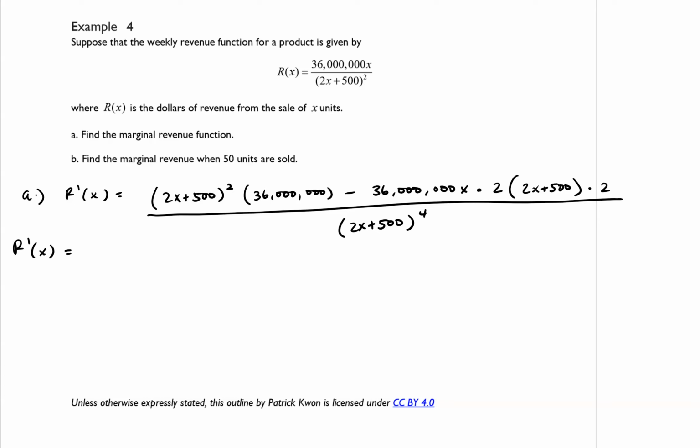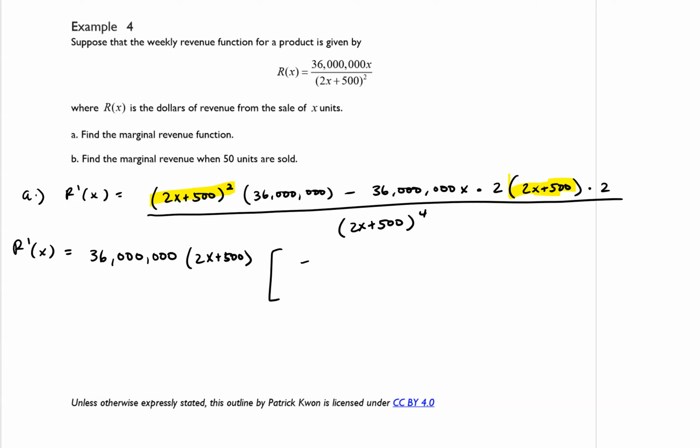So we're going to get r prime of x equals, let's factor out 36 million. And let's also factor out a 2x plus 500, since there's 2 here and there's 1 there. And then what we'll have left is 2x plus 500 minus, let's see, that's going to look like 4x, I think. So if we simplify that, that would be negative 2x plus 500.